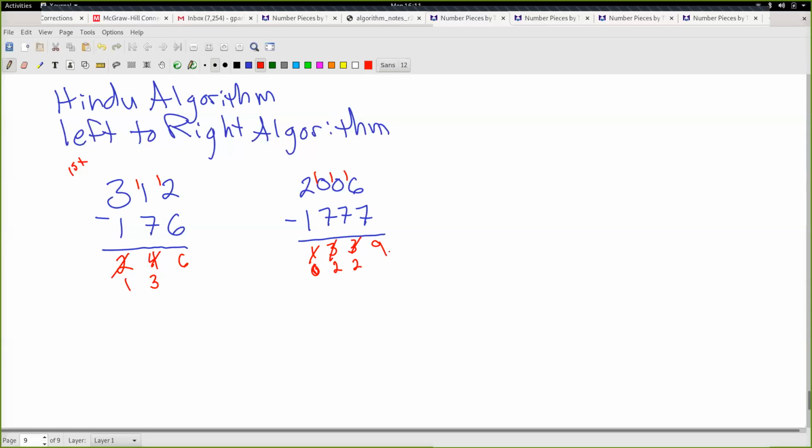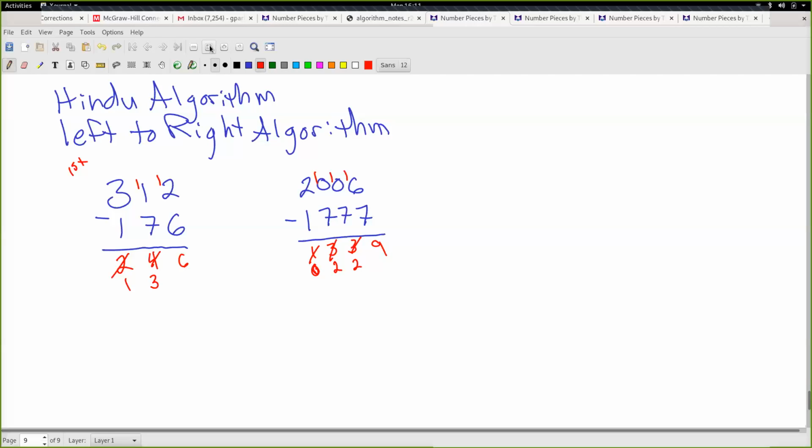So it's nice. You don't have to worry about borrowing all the way across like you do with the standard algorithm. So all these algorithms have their pros and their cons. Different parts of the world use different algorithms. So that renaming algorithm is popular in the United States. The Hindu algorithm is popular in other countries that read left to right, and countries that don't read left to right. There's a few that do this. The equal additions algorithm is taught in some other countries also. All right, so I'm going to show you one more.